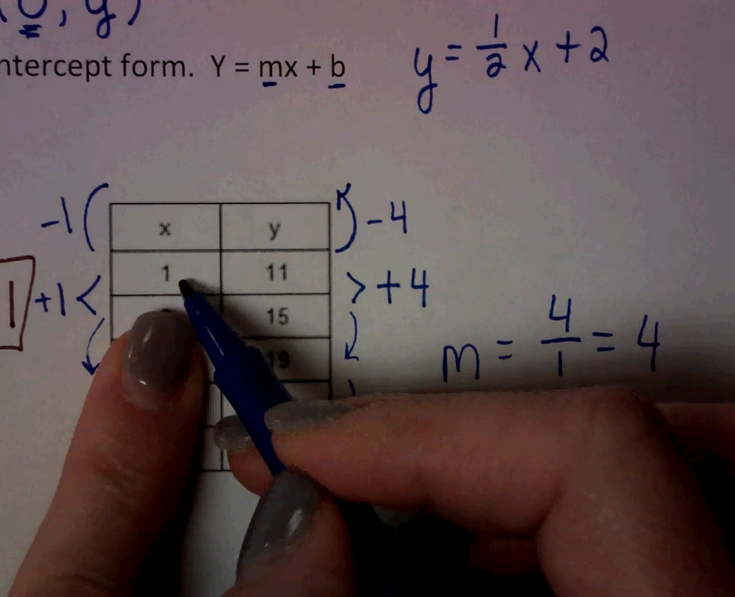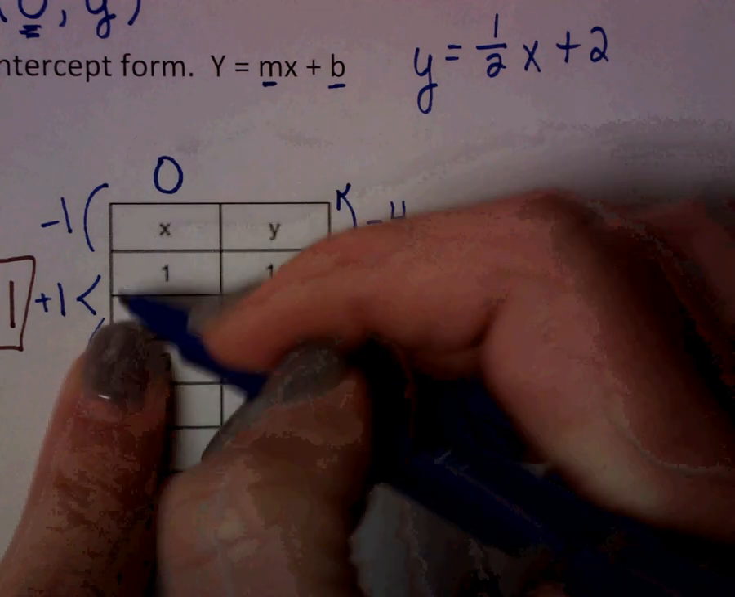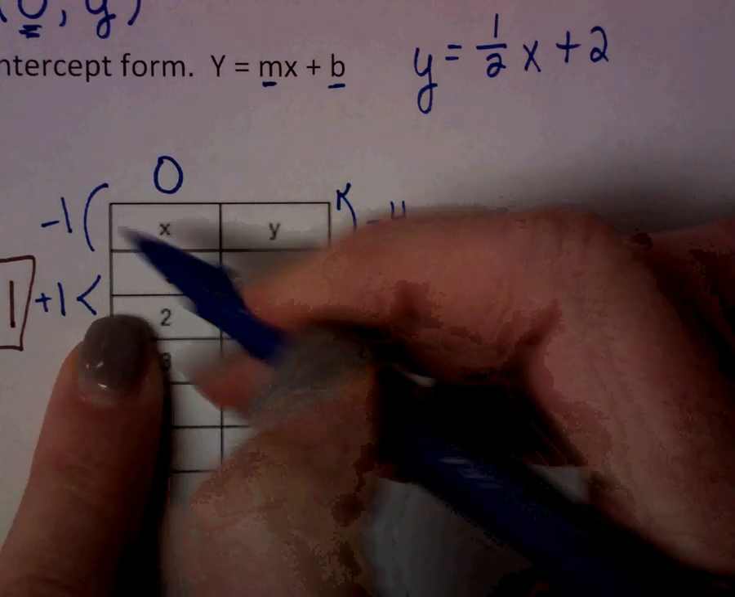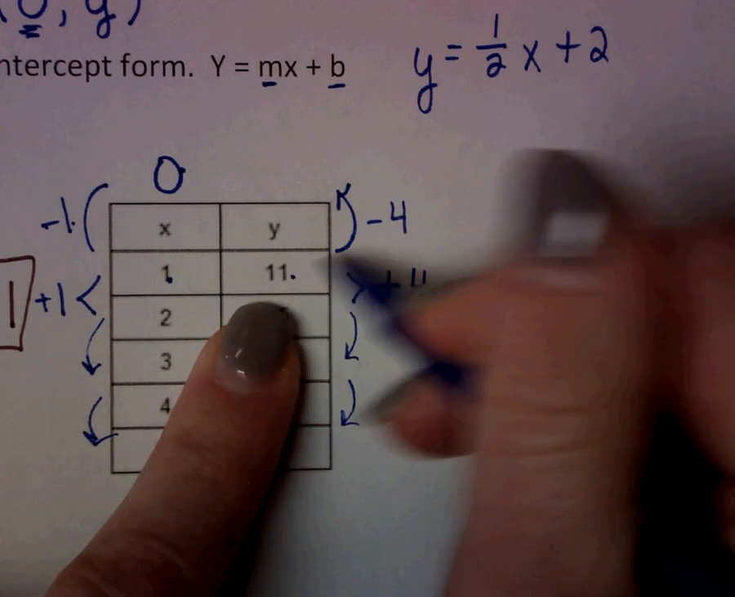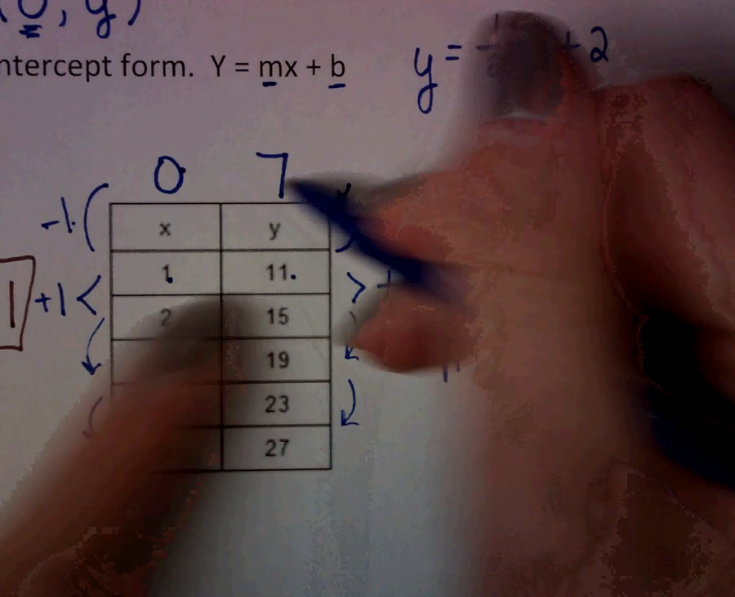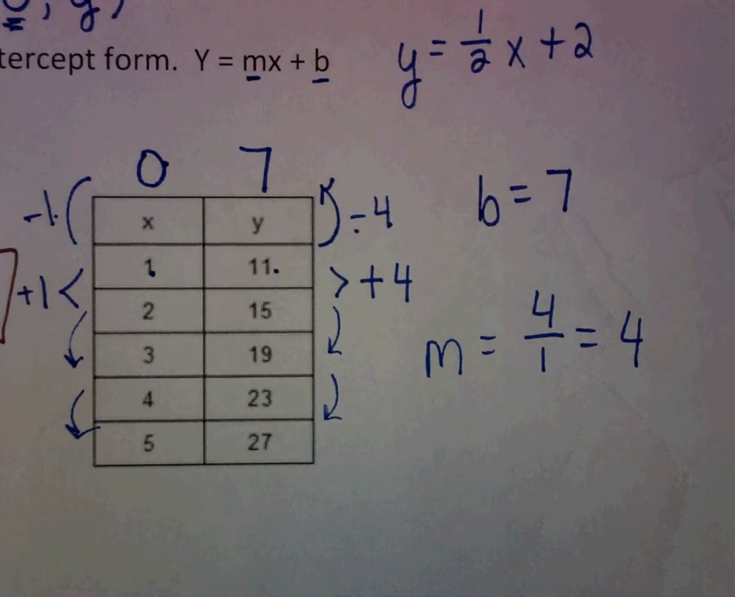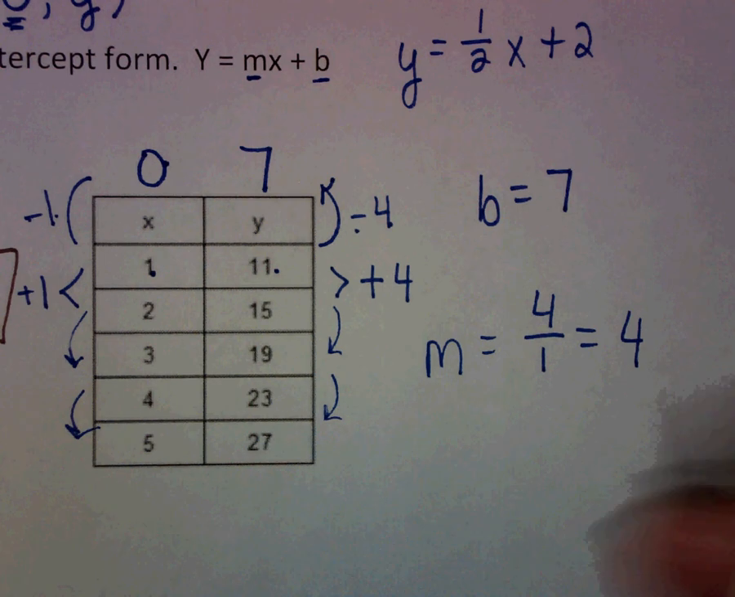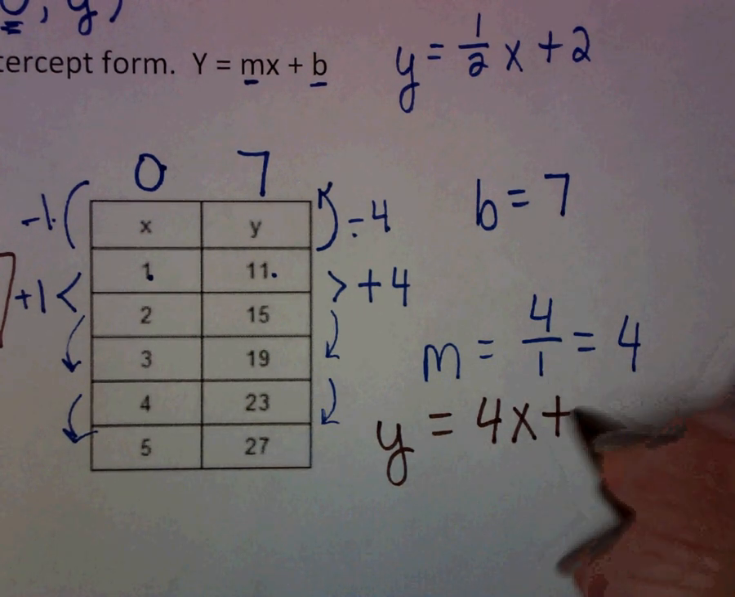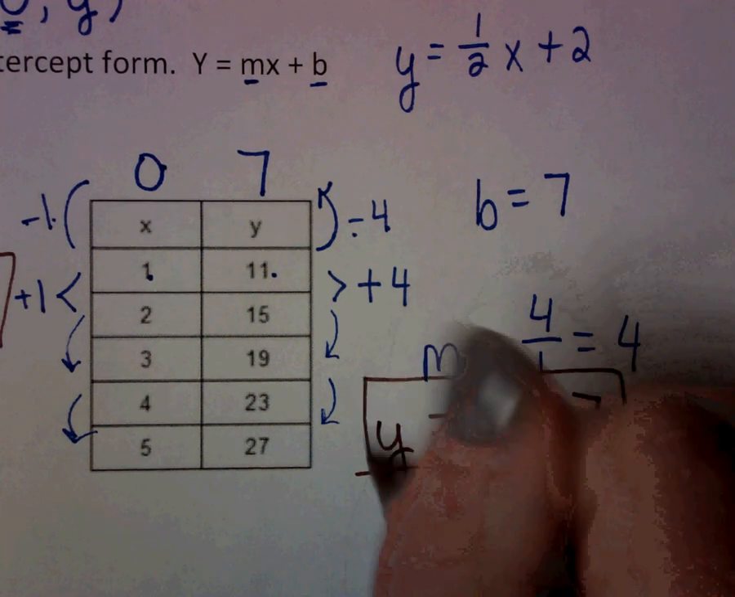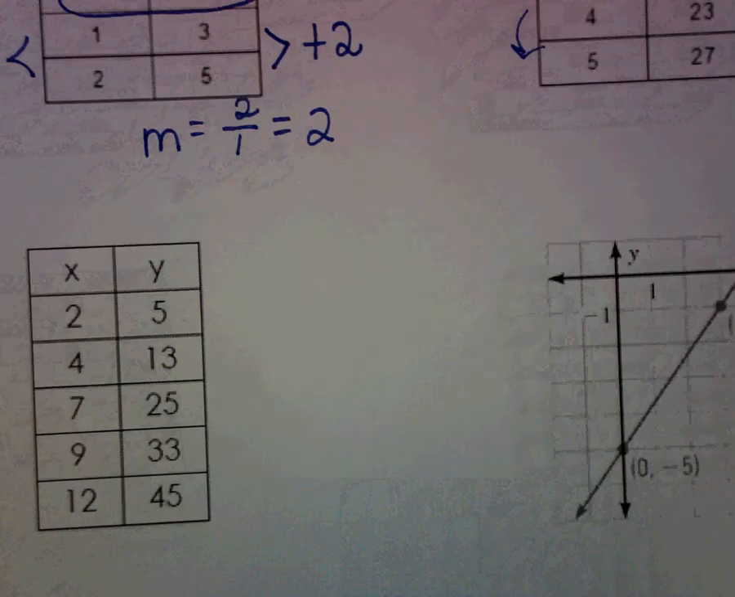Well, if x is at 1, we know we need to get when x is 0. So 1 minus 1 is 0, bam. 11 minus 4 is 7. And so our y-intercept is 7. And so now we're ready to write the equation. y equals 4x plus 7. I will tell you the tables are the hardest. Okay, let's look at the next one.